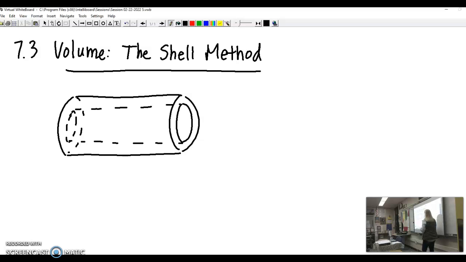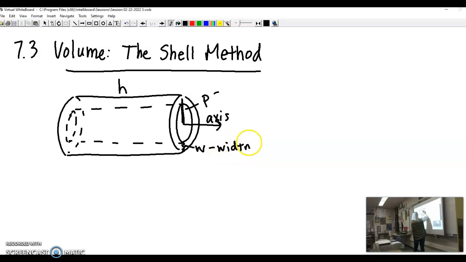Okay, so let me put some labels on this picture. I know it's on its side, but we're going to call that H for the height. In this case, the axis of rotation would be going through the center. We're going to call this here W for the width of the shell. And then we're going to call this letter here P. P is the average radius.